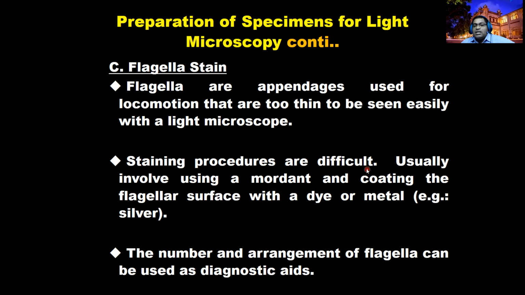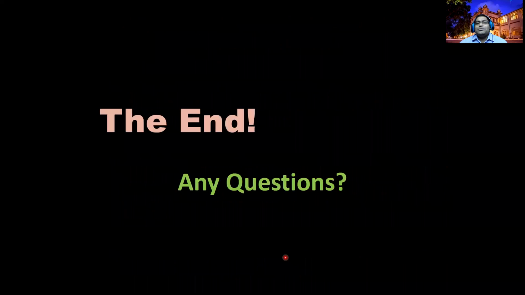Staining procedures are difficult, usually involving a mordant and coating the flagella surface with a dye or metal. Definitely, you are using a silver staining, but it is very difficult and very dangerous and very poisonous. You have to be very careful to use silver stain. The number and arrangement of the flagella can be used as a diagnostic aid to categorize the bacteria. And if you want to develop as a bacteriologist, especially, you can practice all these stains.